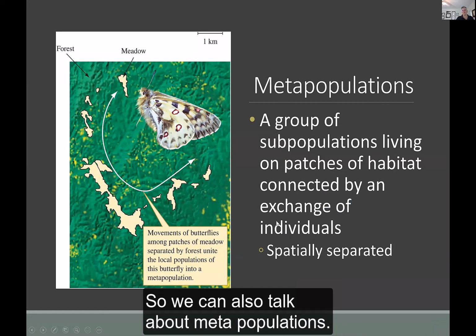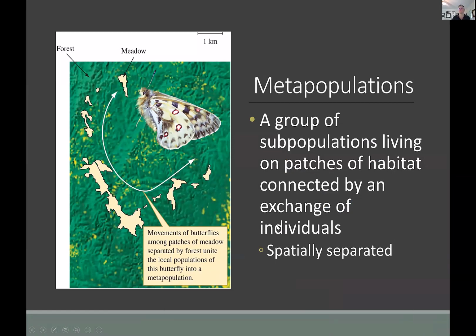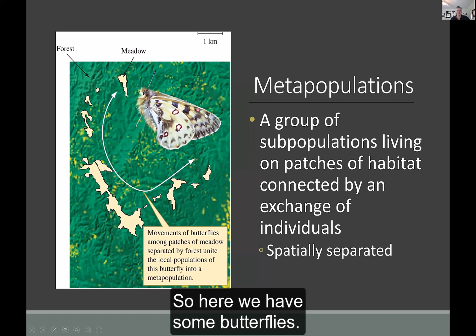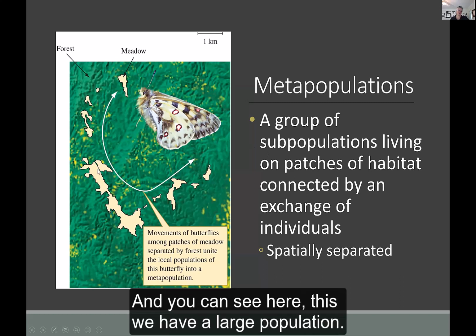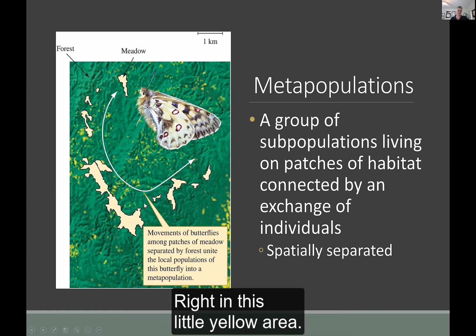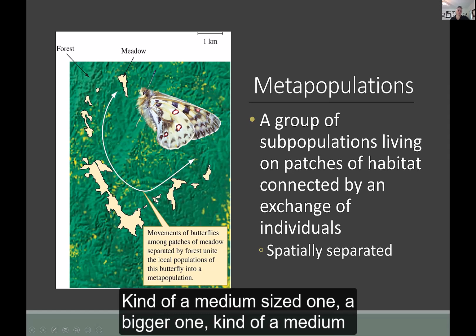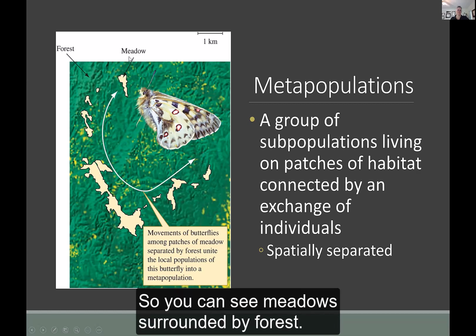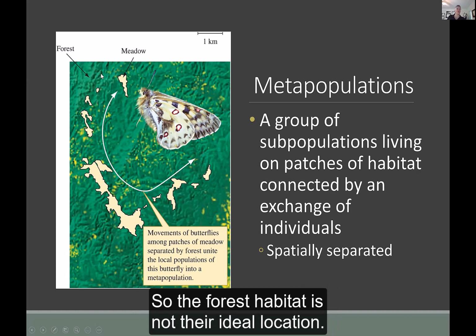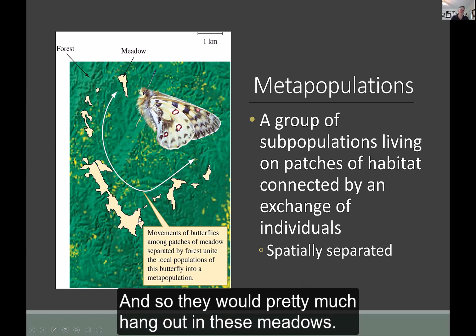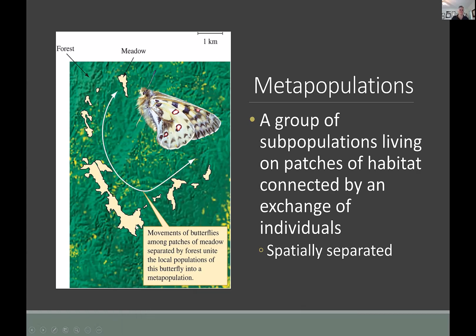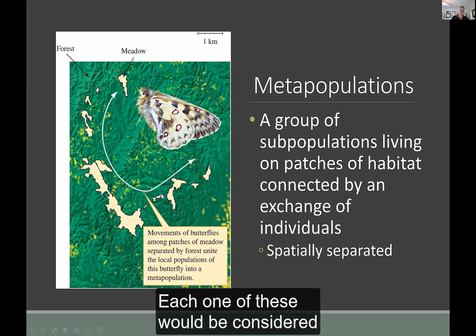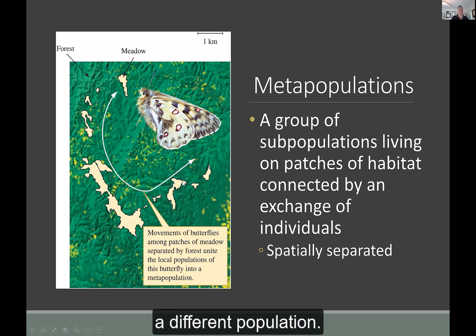So we can also talk about metapopulations. Here we have some butterflies, and you can see a large population in this little yellow area. We have a little one here, a medium-sized one, a bigger one, another medium one, a little bit bigger. You can see meadows surrounded by forest. The forest habitat is not their ideal location, so they would pretty much hang out in these meadows. Each one of these would be considered a different population.